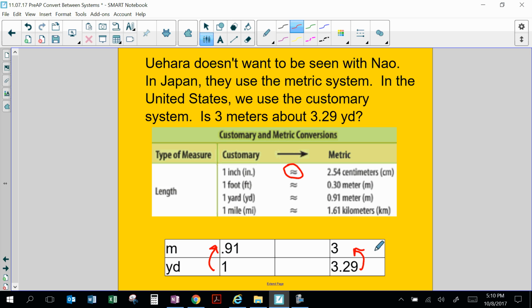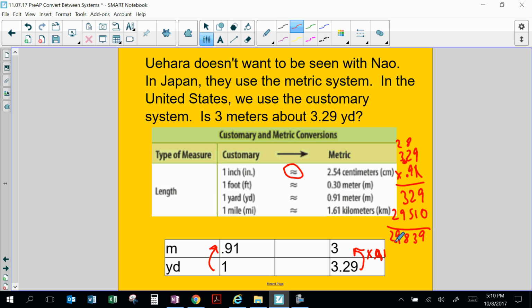So what is 3.29 times 0.91? 1 times 9 is 9, 1 times 2 is 2, 1 times 3 is 3. Placeholder, 9 times 9 is 81, carry the 8. 9 times 2 is 18, plus 8 is 26, carry the 2. 9 times 3 is 27, plus 2 is 29. If you add this up, where does the decimal go? It was 0.91 and 3.29, 4 places.